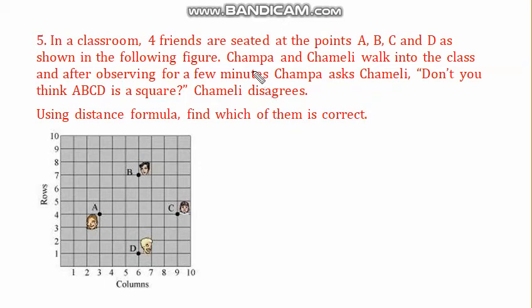Champa and Shamali walk into the class, and after observing for a few minutes, Champa asks Shamali, "Do you think ABCD is a square?" ABCD are four students seated in a classroom. Shamali disagrees. Actually, here we need to verify who is correct, Champa or Shamali. We need to verify by using the distance formula.